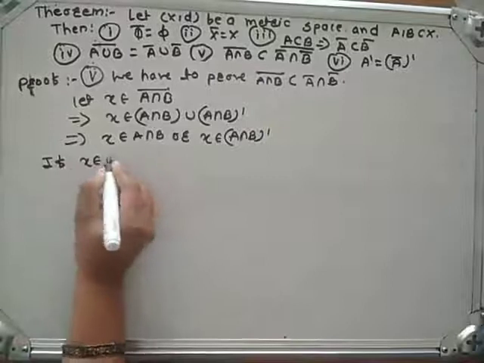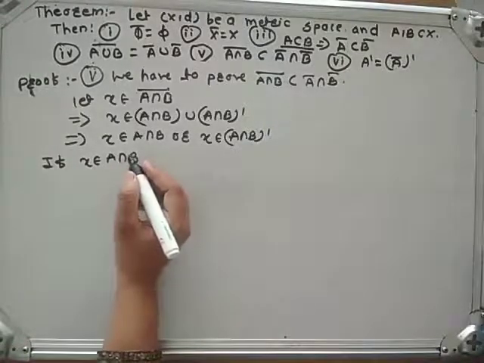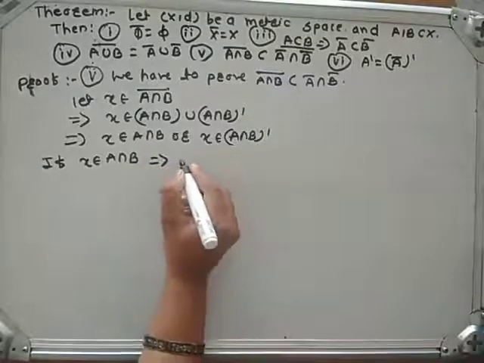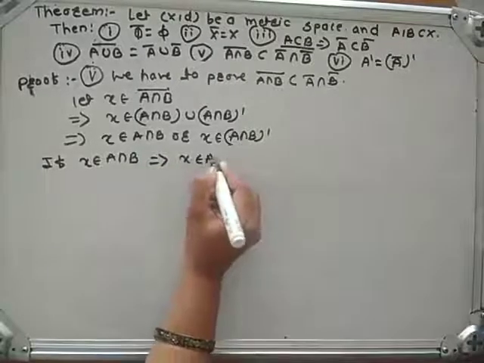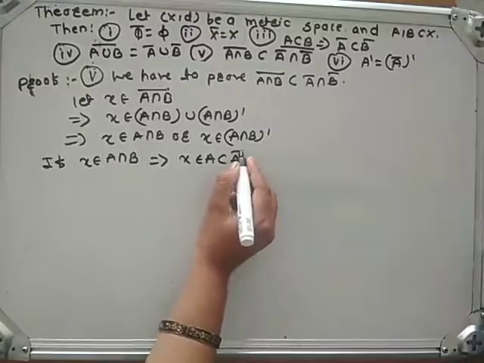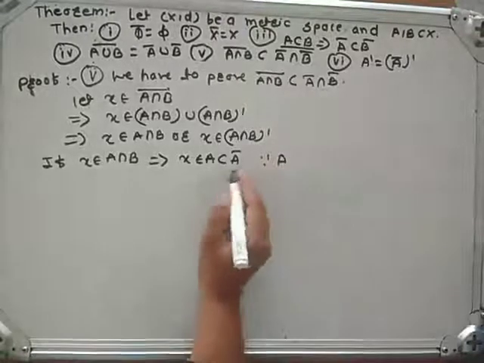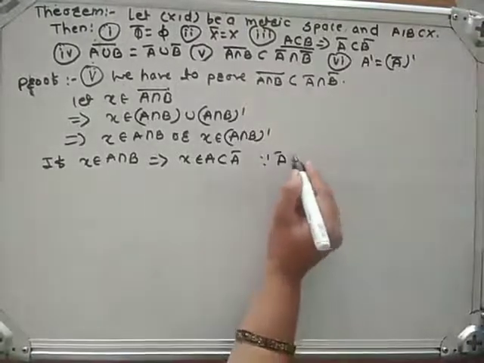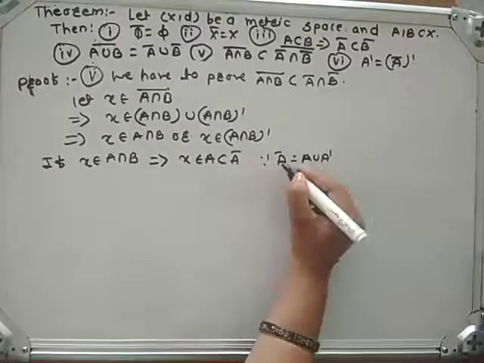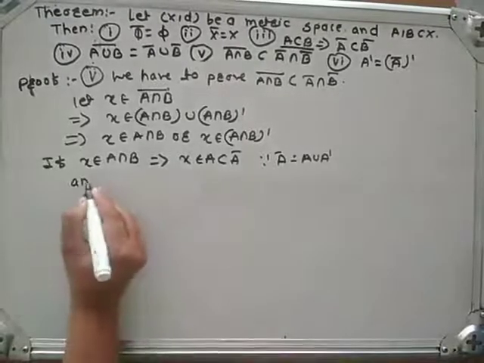If x belongs to A intersection B, that implies x belongs to A, which is a subset of A closure. Why is A a subset of A closure? Because A closure is nothing but A union A dash. Then obviously A is a subset of A closure.